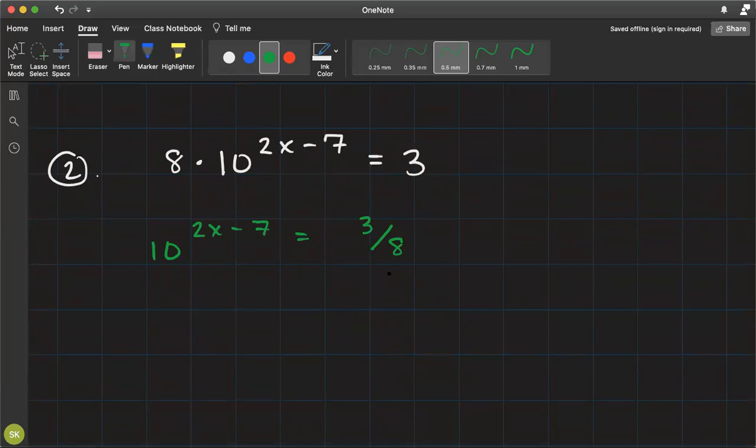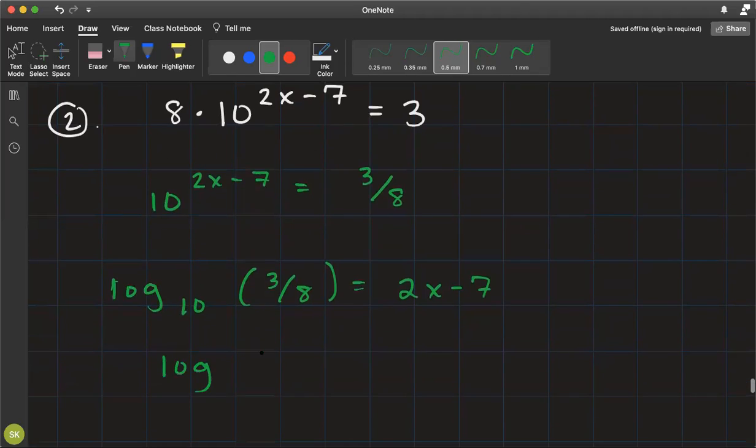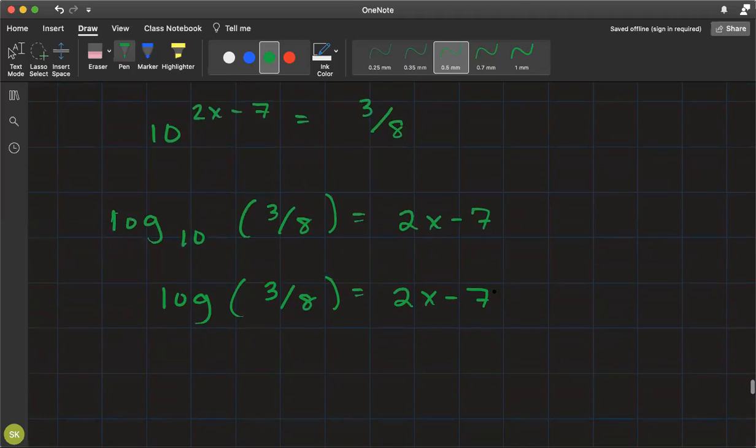And now because I did that, I can switch to a log. I'm going to say log base 10. Remember, switch these two and put a log in the front. So I have log of 3 over 8 is equal to 2x minus 7. And now my calculator can handle this. Remember that the button to use for the common log is just that button that says log. And we're going to solve for x. So we're going to move the 7 to the other side and divide by 2. So I get x is equal to log of 3 over 8 plus 7 divided by 2.